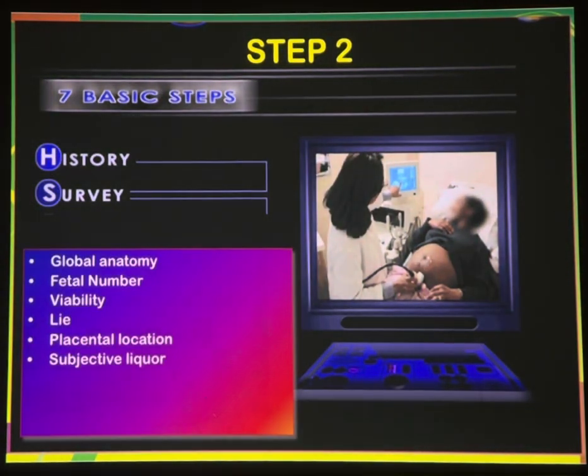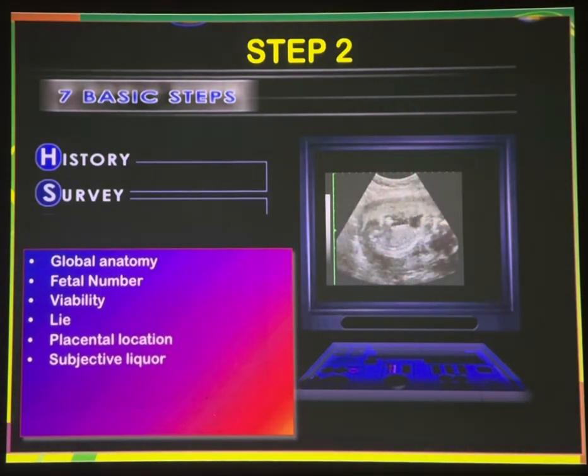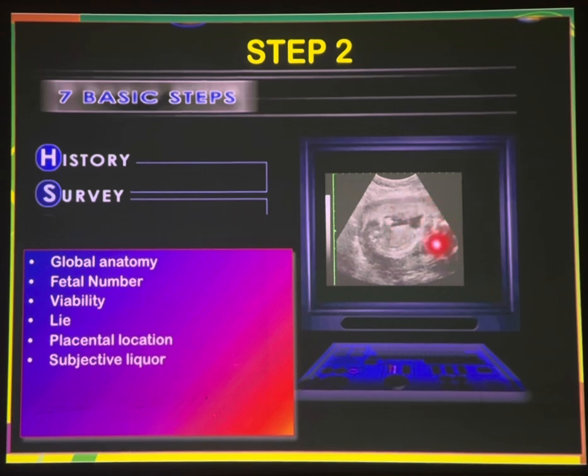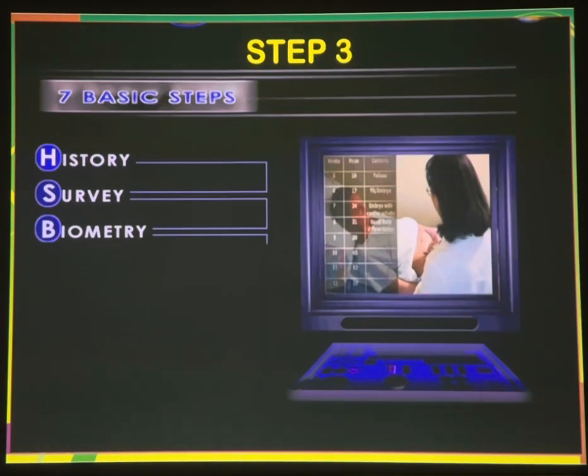Then we have to go for the survey. Basically we have to survey globally, and in the global survey we are able to see the number of babies, whether the baby is live or not, what is the lie and position, where the placenta is located, and what is the subjective liquor. Here we are not measuring the amniotic fluid index, but we can see the subjective liquor is a little bit good. You can say the single deepest pool at this juncture is good, placenta is anterior, baby is in breech position, but we cannot say in the second trimester it is breech. We can say it is a variable presentation, spine looking fine, and we can see the subjective liquor.